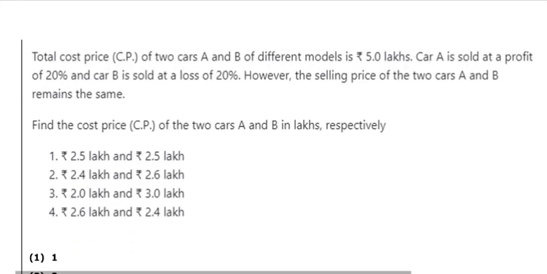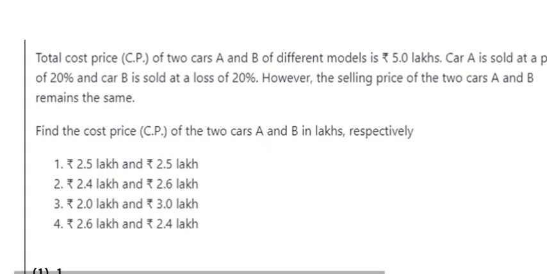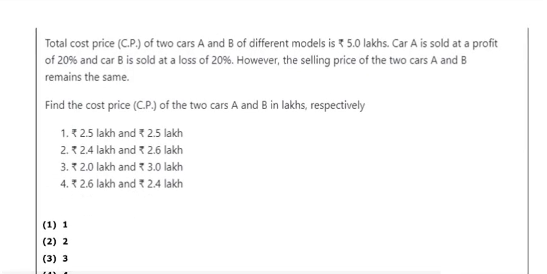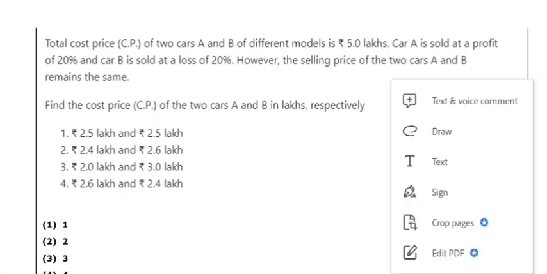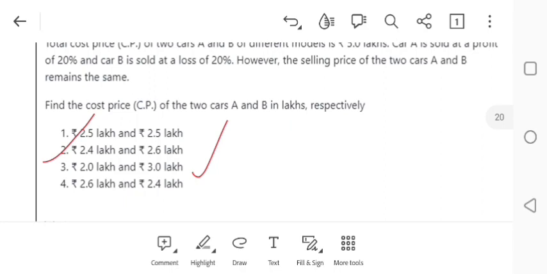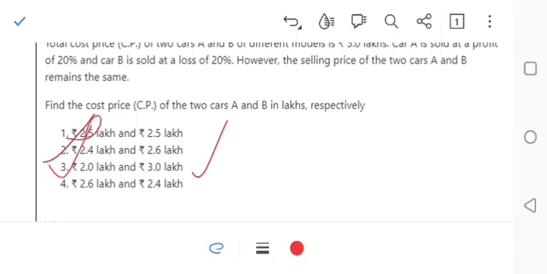Next 23, it says total cost price of two cars A and B of different models is 5.0 lakh. Car A is sold at a profit of 20% and B is sold at a loss of 20%. However, the selling price of the two cars A and B remains the same. Find the cost price CP of the two cars A and B in lakhs respectively: 2.5 lakh and 2.5 lakh, 2.4 lakh and 2.6 lakh, 2.0 lakh and 3.0 lakh, 2.6 lakh and 2.4 lakh. So this is question number 23. What will be the answer? It will be number C, that means 2.0 lakh and 3.0 lakh. Number C, not this, the below one.